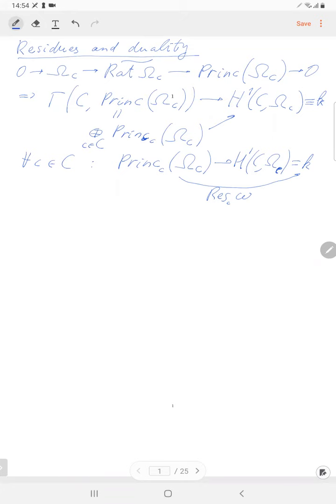We'll compute it right away. We'll start computing this right now. This is our next theorem.